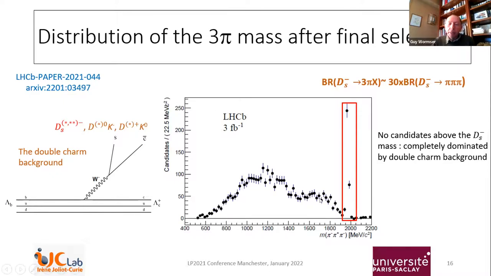When we look at the three pion mass, we see a very clear peak here of DS into three pion exclusive decay, which has a 1% branching fraction. And all the rest here is mostly decays where the DS goes to three pions plus something else, which has a branching fraction about 30 times larger than the exclusive peak that you see here. Note also this edge here at 1.4 GeV, which is the end of phase space for the D to K3pi. So this edge helps to control the channel where the D meson is produced here.